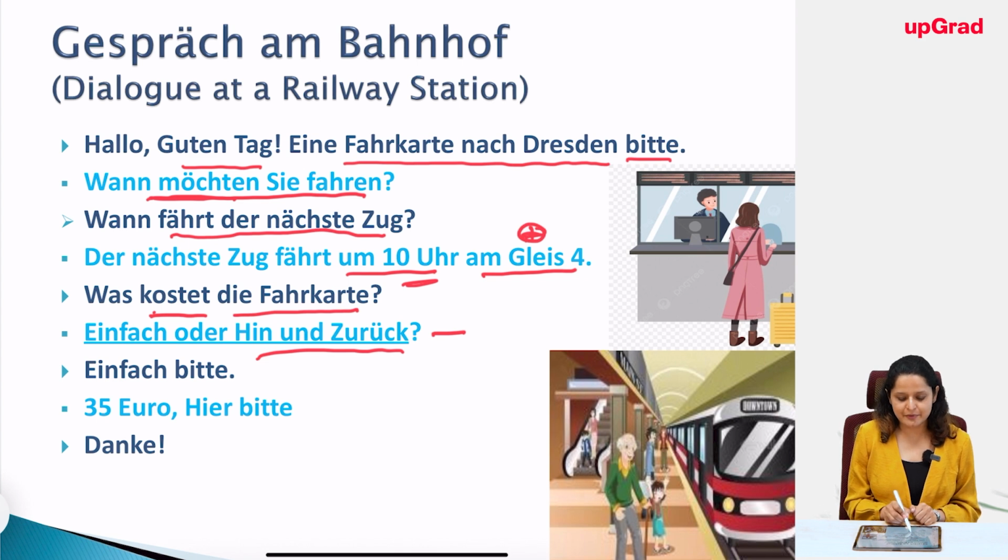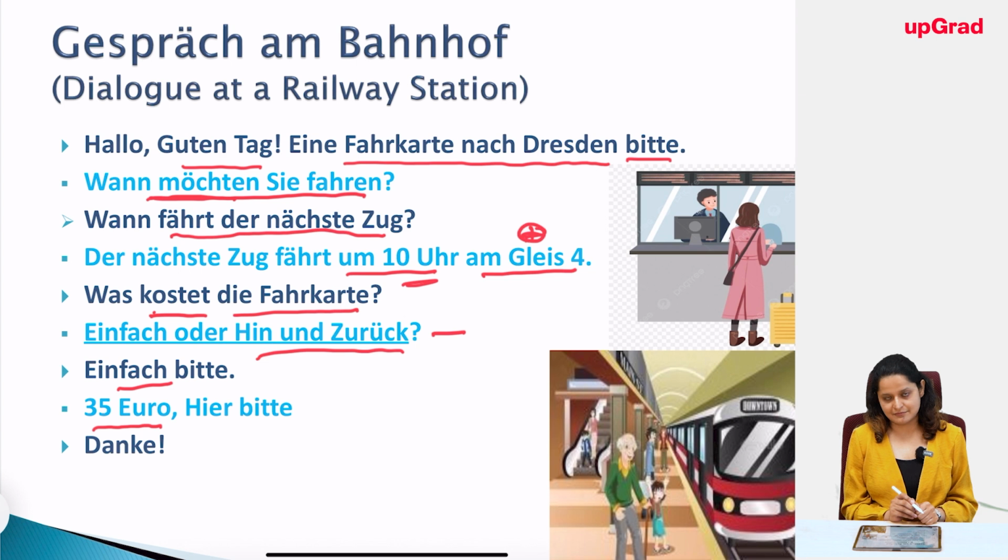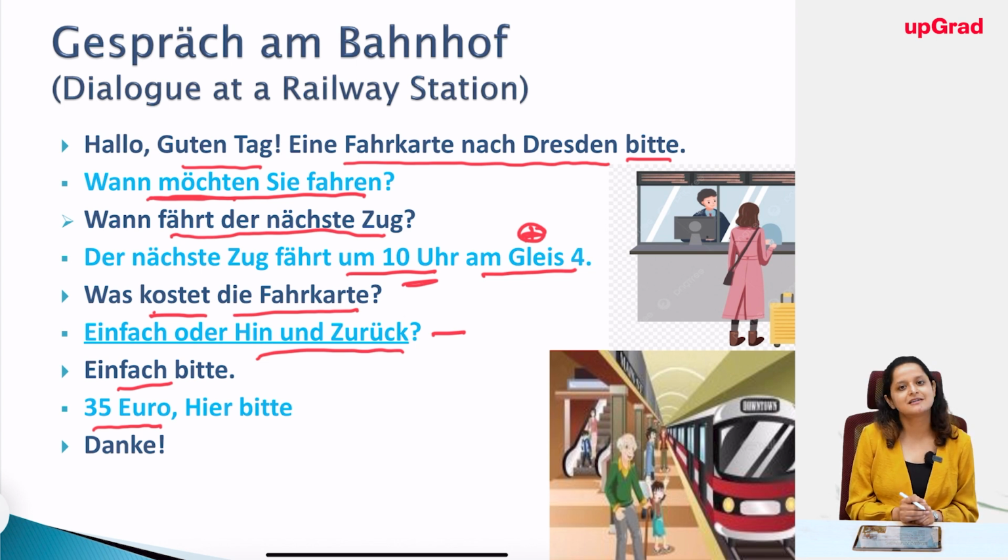For example, we have taken einfach, which means just give me a one-way ticket. They will tell you the cost of the ticket: 35 Euro. This is just an example that I have taken, 35 euros. Hier bitte. They might just hand you the ticket. You can say danke and you can conclude the conversation.